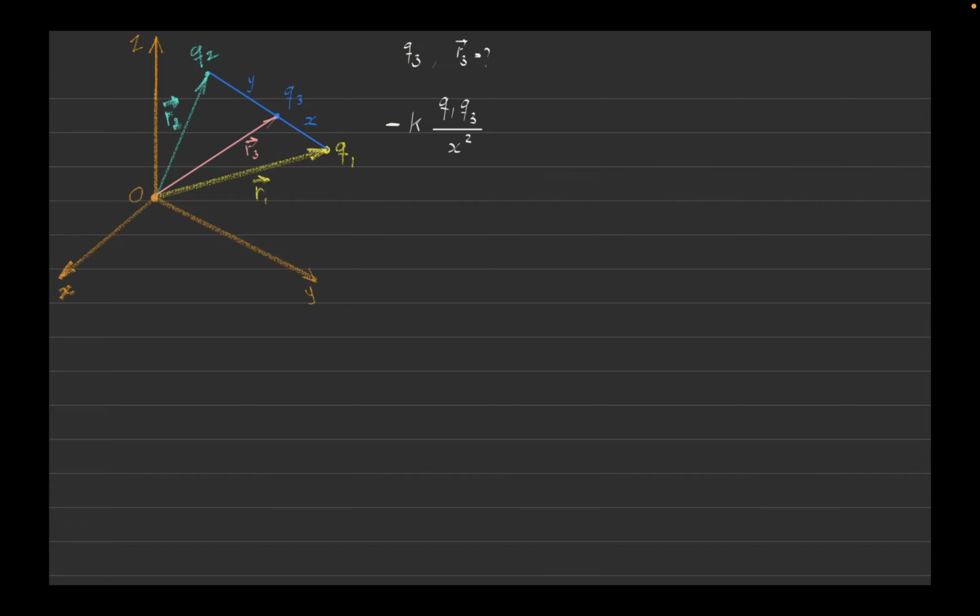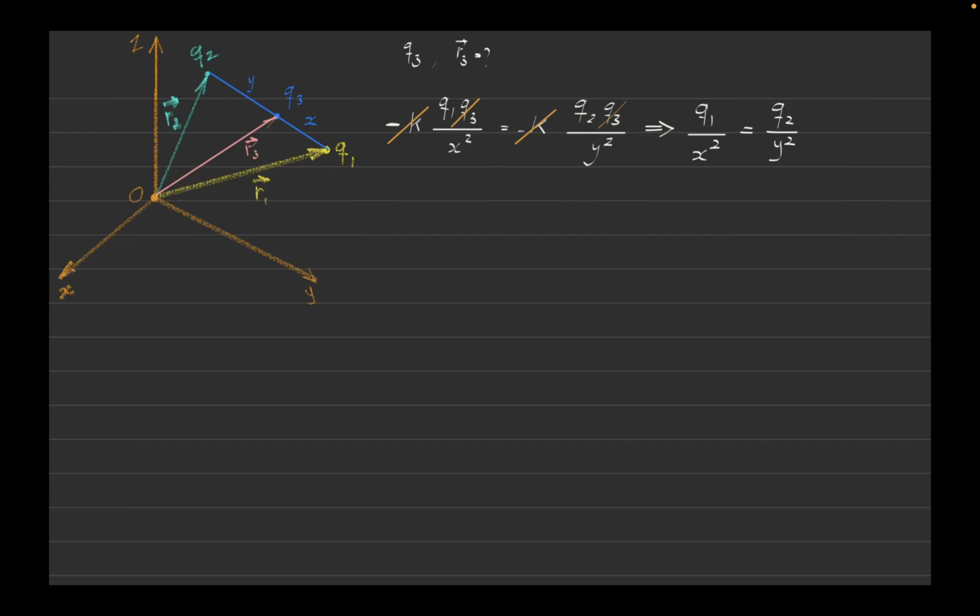I equate it with the magnitude of the attraction force between Q2 and Q3. Similarly, it becomes minus K Q2 Q3 divided by, this time the distance between these two is y, so y squared. Let us do some simplifications. So minus k and minus k are gone. Q3 and Q3 is also gone. So what is left for me is simply Q1 over x squared equals Q2 over y squared. Okay.